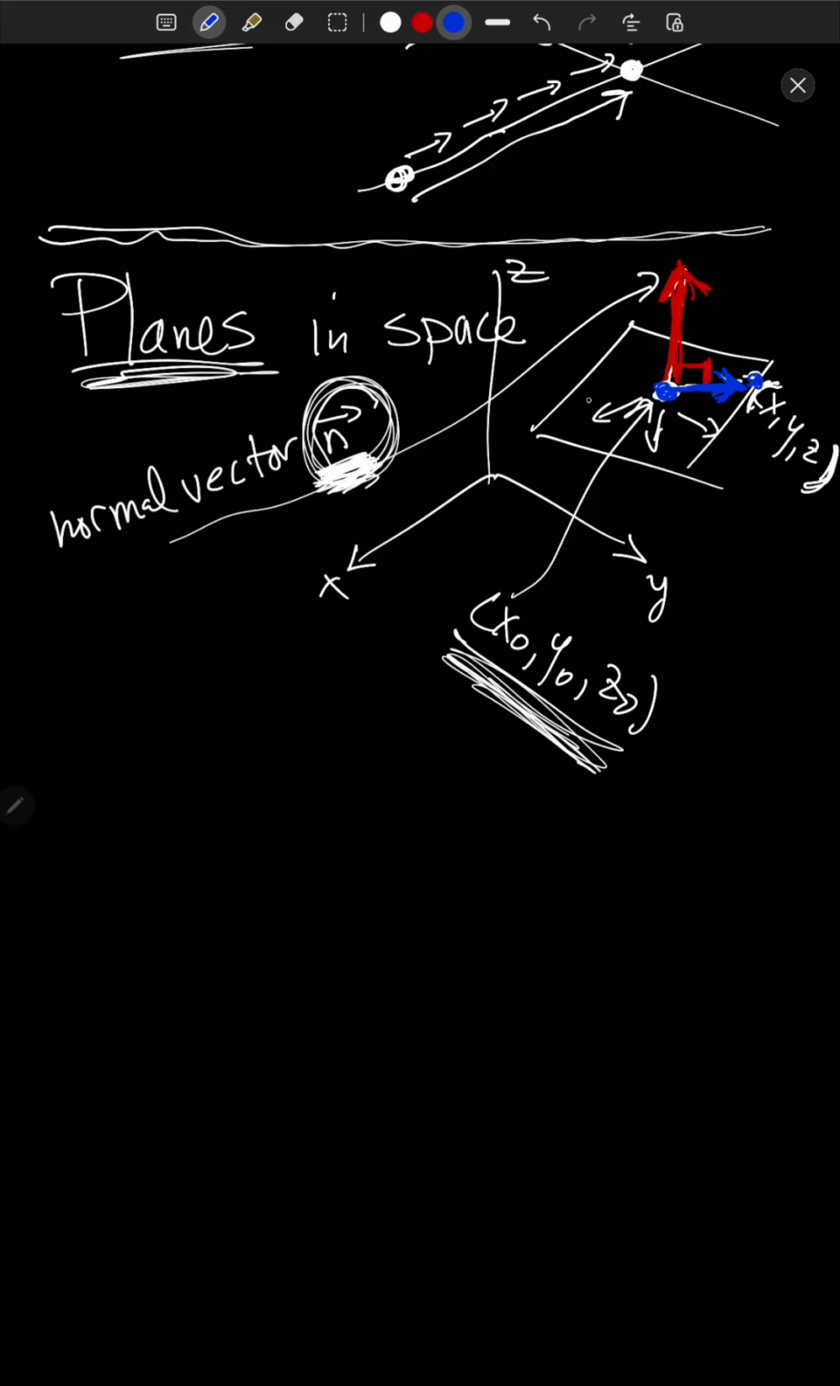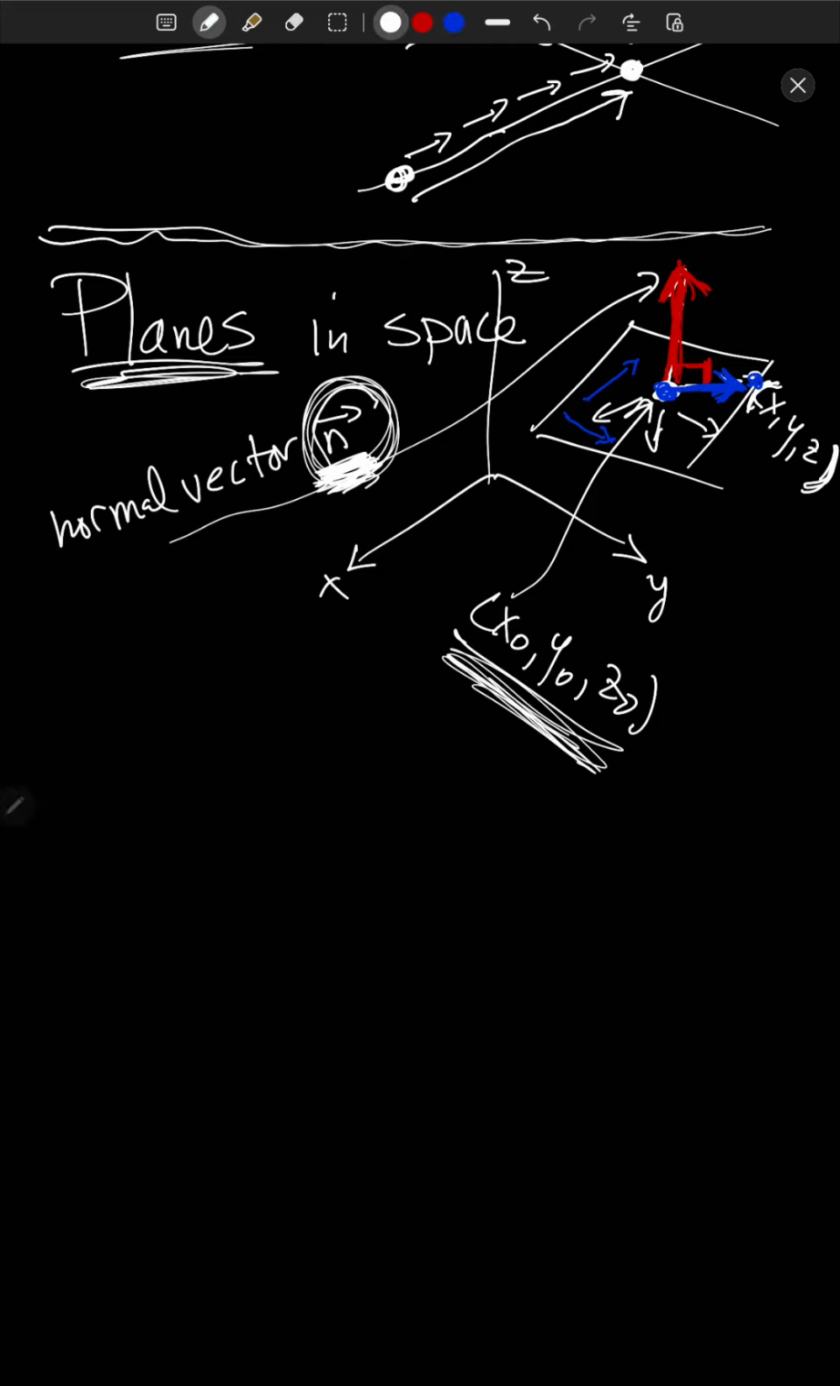If I pick any two points on this plane and I draw a vector between them, then it's going to be perpendicular to this red vector. Any vector whose head and tail are on the plane is going to be perpendicular to the red vector. And that's the important point, right? So the blue vector is perpendicular to the red vector.